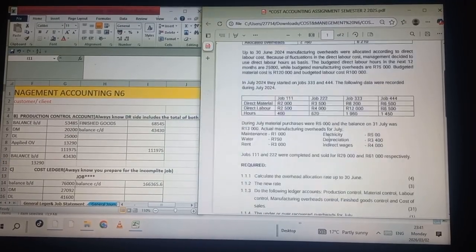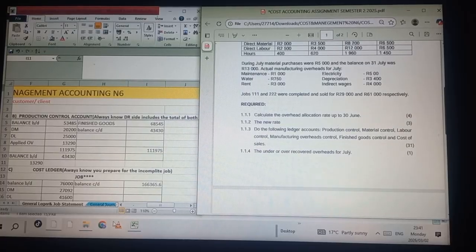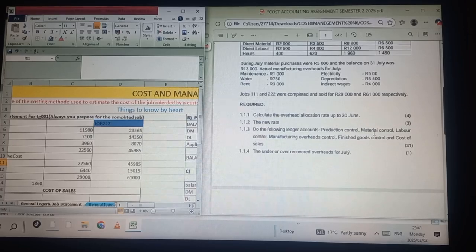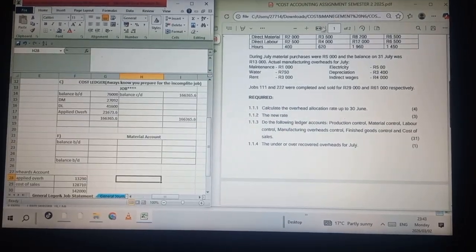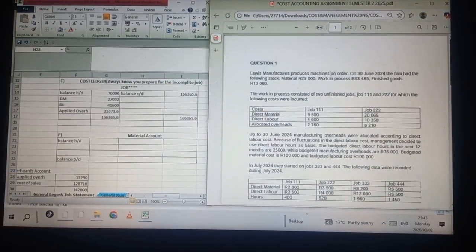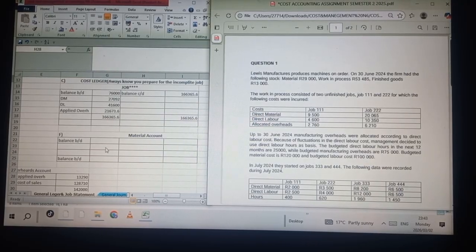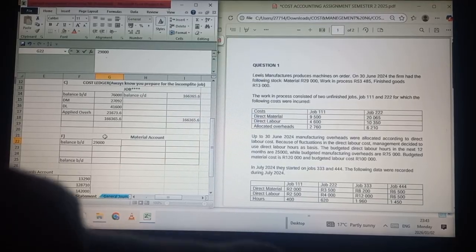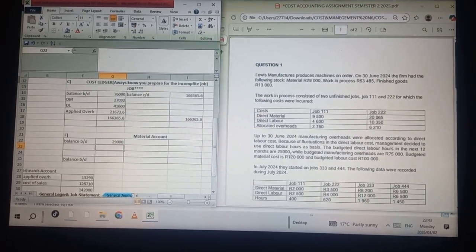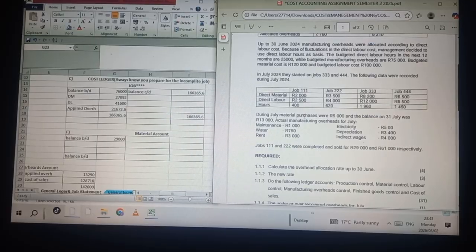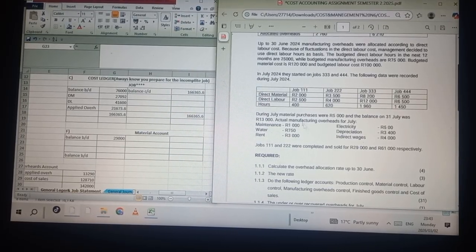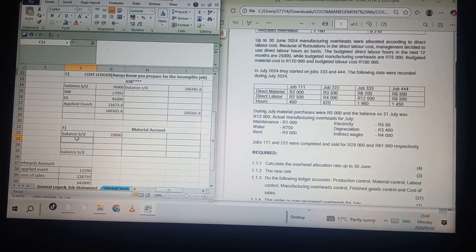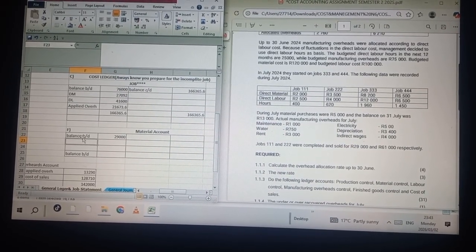Okay, they say now we should prepare material control. Opening balance, balance brought down. Material 29,000. And then we were told that during July, material purchases were 5,000. Now we really don't know if it was bought for cash or on credit.